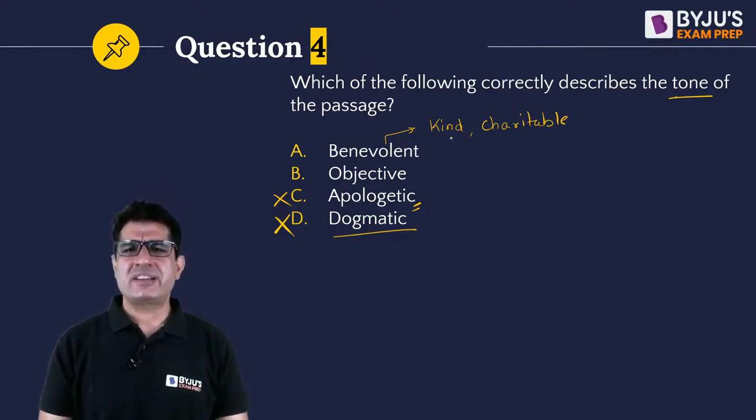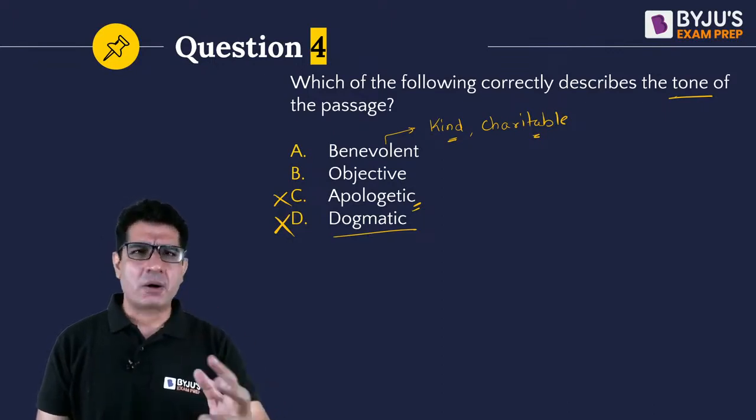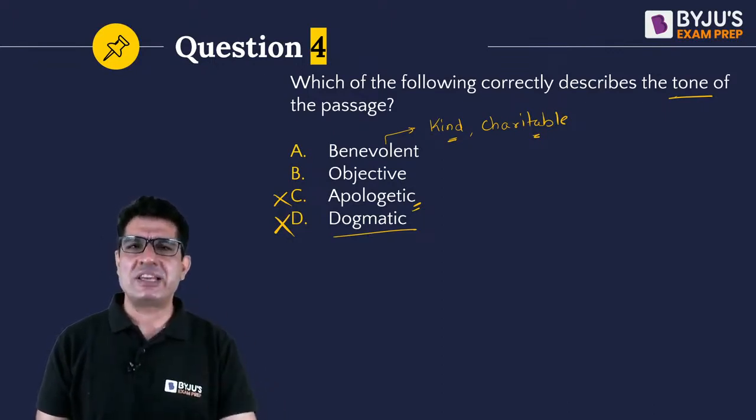So why would I really call the author kind or charitable? What has he gone on to help others? Has he indulged in charity in this passage? Is he the architect of those reforms which has uplifted the standard of living for the millions in the country? No. So even A is ruled out, and thus the only option that you'd be left with is B.